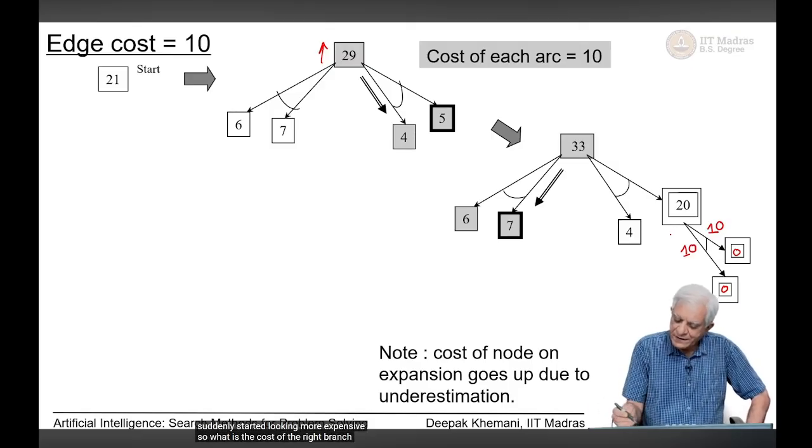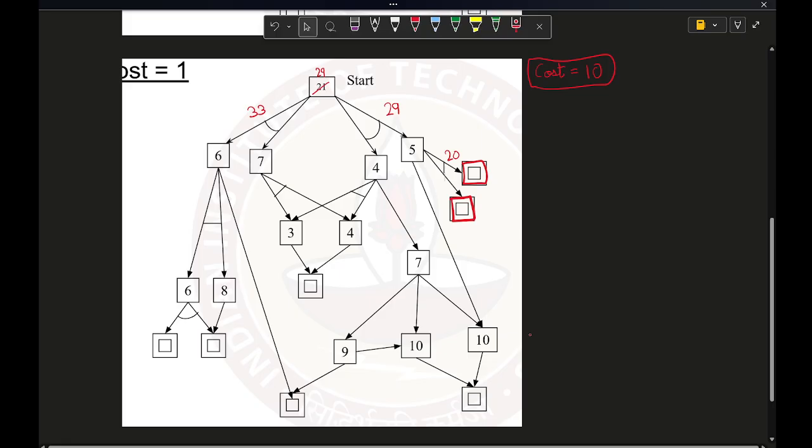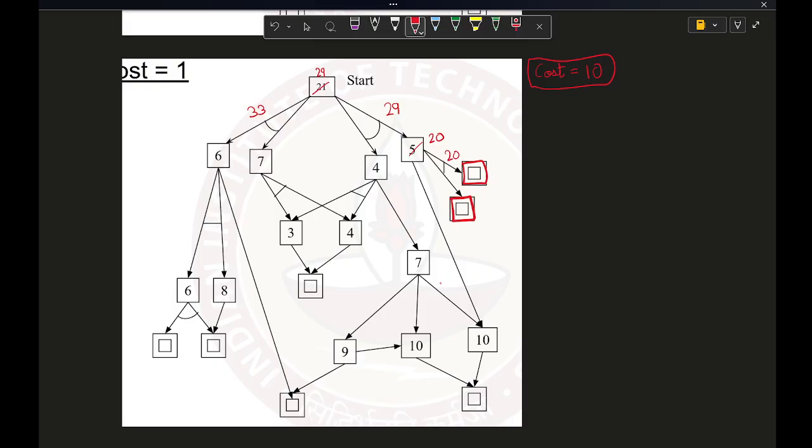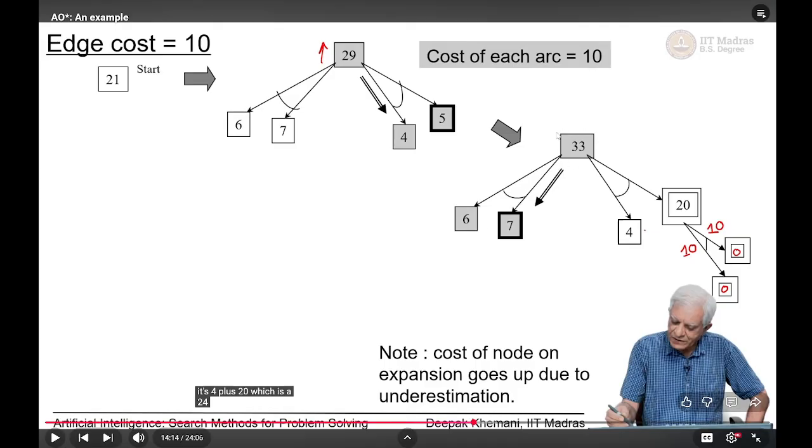So what is the cost of the right branch? It's 4 plus 20, so now this becomes 20, and because of that we still mark this as 20. There is surely something left to explore there. So it becomes 20 plus 4, doesn't it become 44? Why is it 33 there? Well, because 20 plus 10 is 30, and over here also there is something.